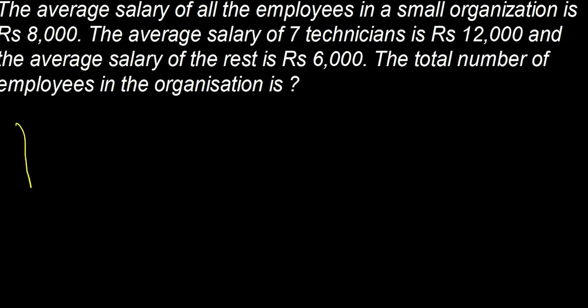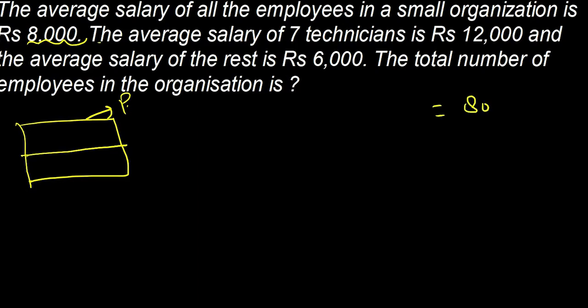So let's make a diagram. Let's say the total number of people is P, and the average salary of P people is 8,000, so the total of this box is 8,000 P. The average salary of 7 technicians is 12,000. Let's say these are the 7 technicians with an average of 12,000, so the total of this box is 84,000. Now 7 people are there, so how many people are left? It is P minus 7, because there are P people in total. So P minus 7 people are left.